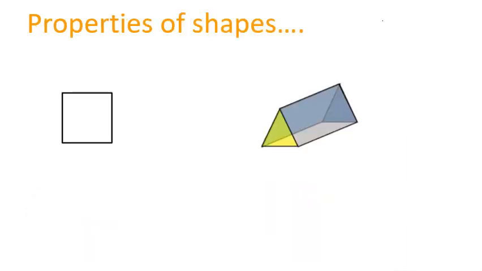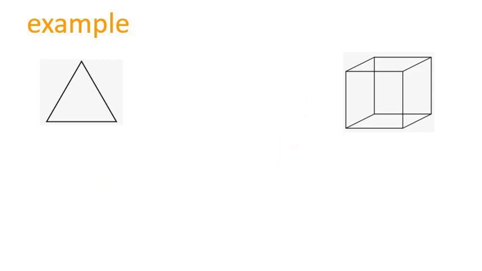When describing shapes, there are various properties we can talk about. This is a side, so this square has 4 sides. On this 3D shape, this flat surface here is a face. This is an edge, and this here is a corner, sometimes called vertices. Let's have a go describing these shapes.